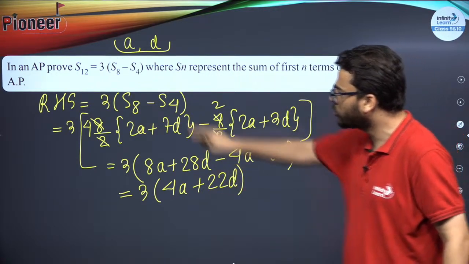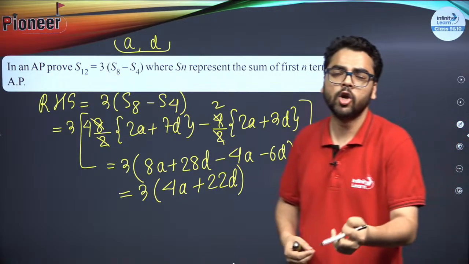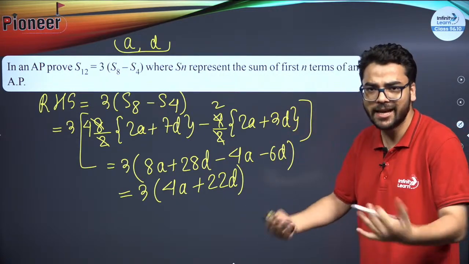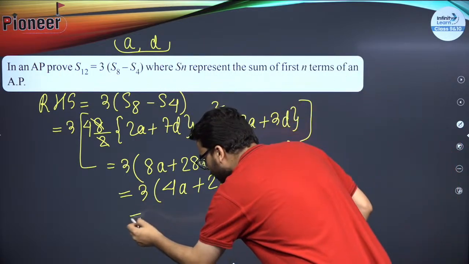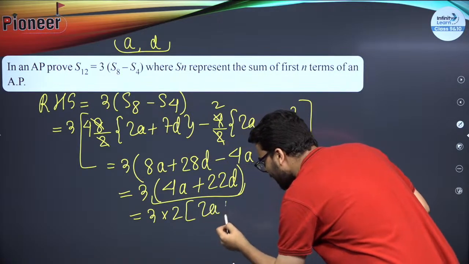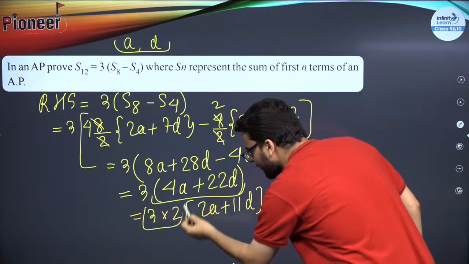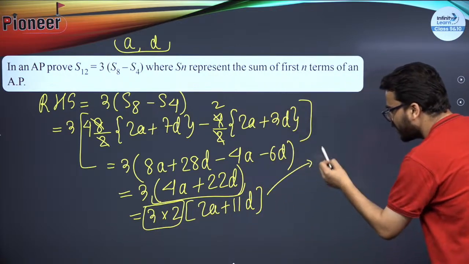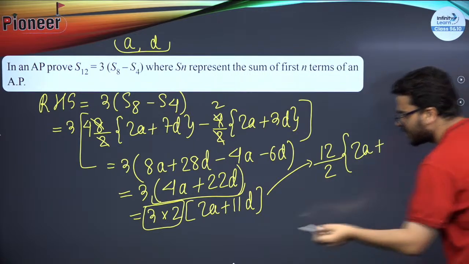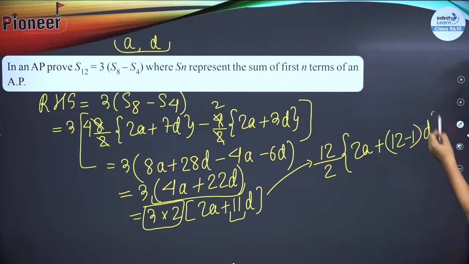And I want it to be equal to S12 over here, right? So S12 is what, guys? S12 will be 12 by 2, that is 6 into 2a plus 12 minus 1 into d, or you can say 11d. So can I not take 2 as common over here? So I'll be getting 2a plus 11d over here, correct? So this is basically 3 2s are 6, guys. So can I write it 12 by 2 over here? And inside the bracket, we have got 2a plus, in place of 11d, can I write 12 minus 1 into d? Correct?